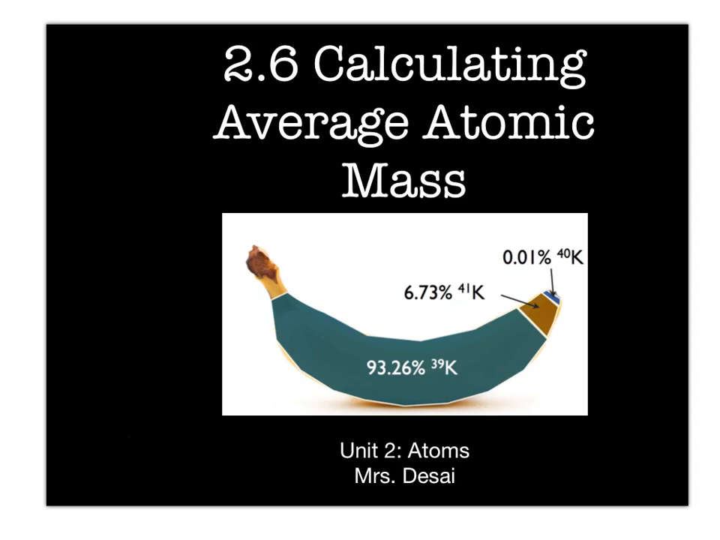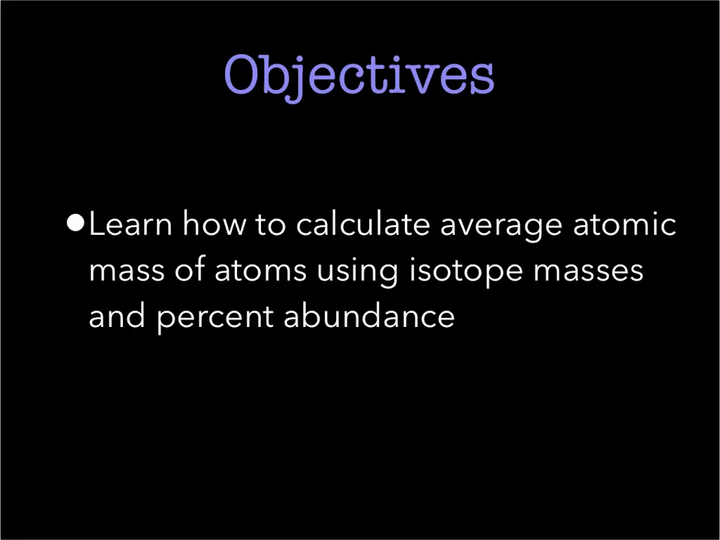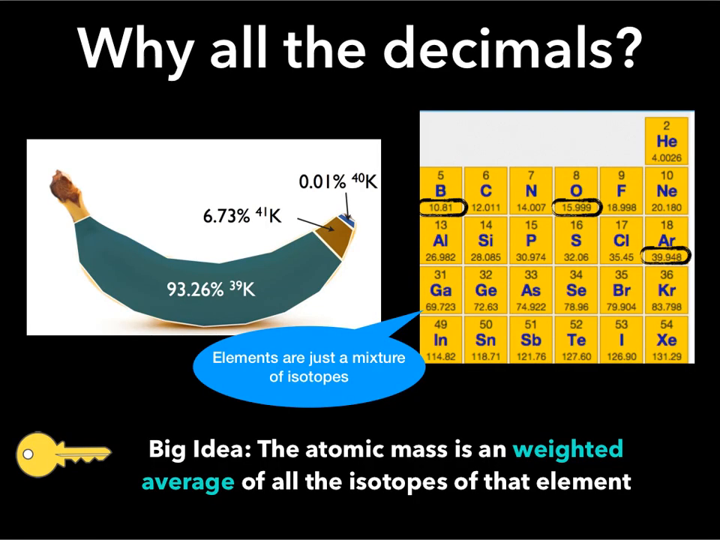This is our 2.6 video, how to calculate average atomic mass. The objective for this video is to learn how to calculate average atomic mass of atoms using isotope masses and percent abundance. So the first thing you want to notice is when you're looking on the periodic table, you want to ask yourself, why are all these decimals present right over here?